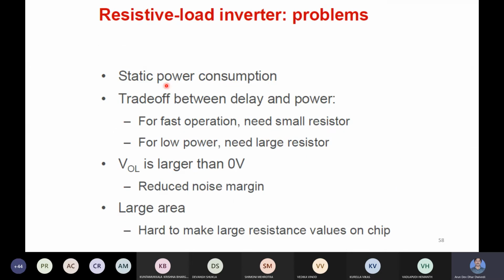Also, what are the problems with this one? Static power consumption will be there, and if you want to optimize delay and power, for fast operation we need a small resistor, and for low power we need a large resistance. So this is the problem. There is a trade-off between speed and power. Also VOL is larger than 0, it is not 0, the noise margin is reduced, and there is a large area requirement. It is hard to make resistance values on chip. A very large resistance cannot be created on the chip. It is the problem.